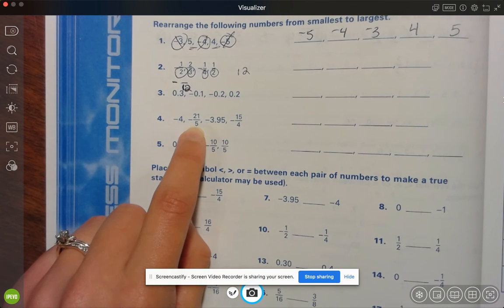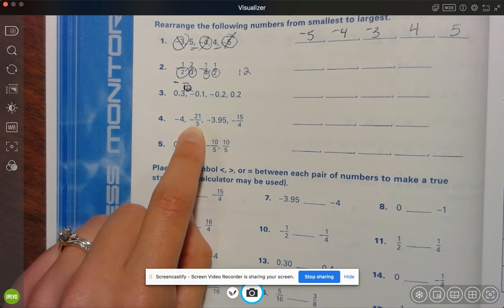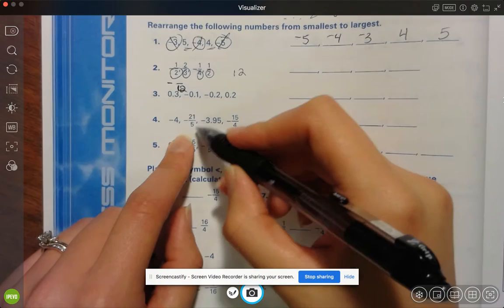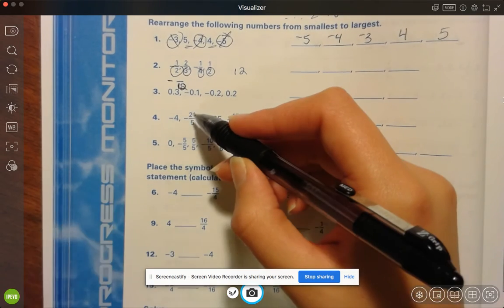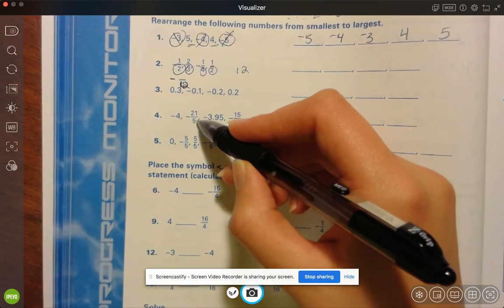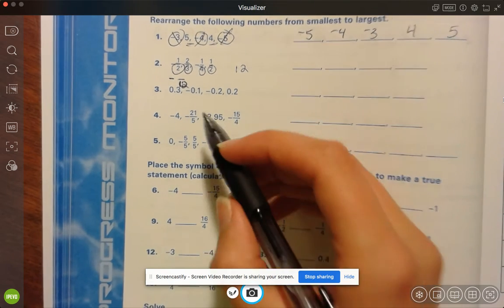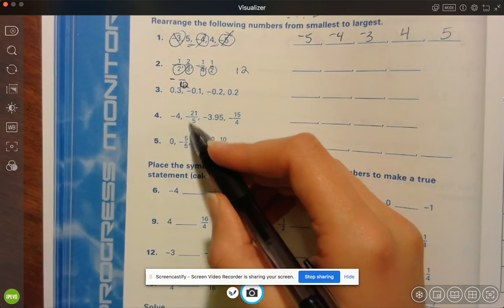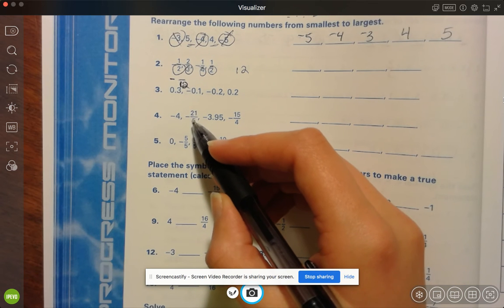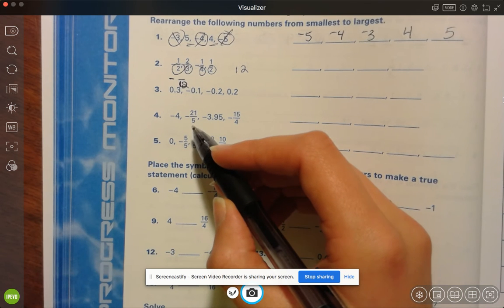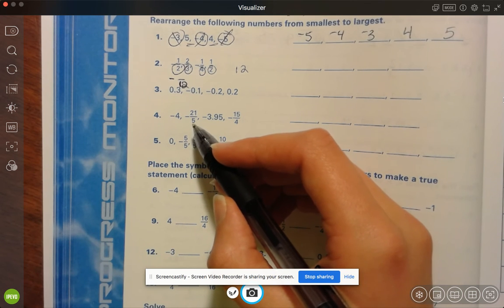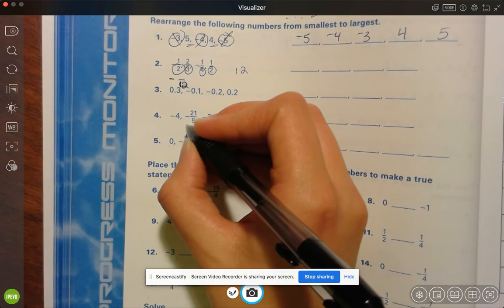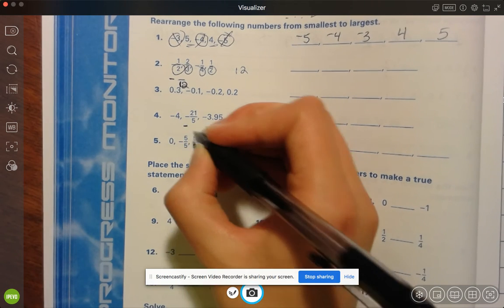Well, -4, -21/5. This is called an improper fraction because our top number is bigger than our bottom number. So we need to write this as a mixed number, where we have a whole number followed by a fraction. It'll still be negative; that's not going to change.